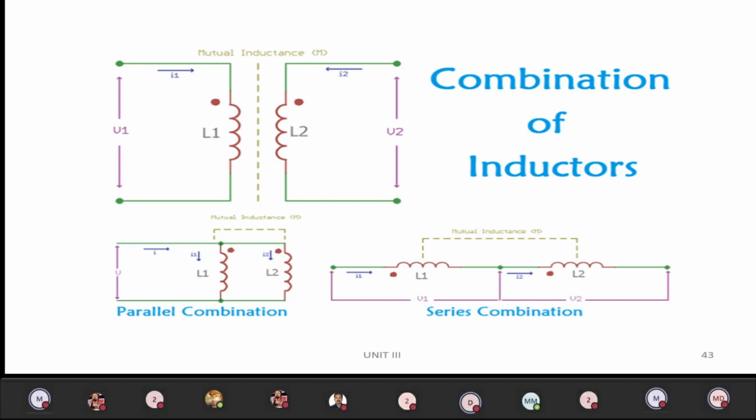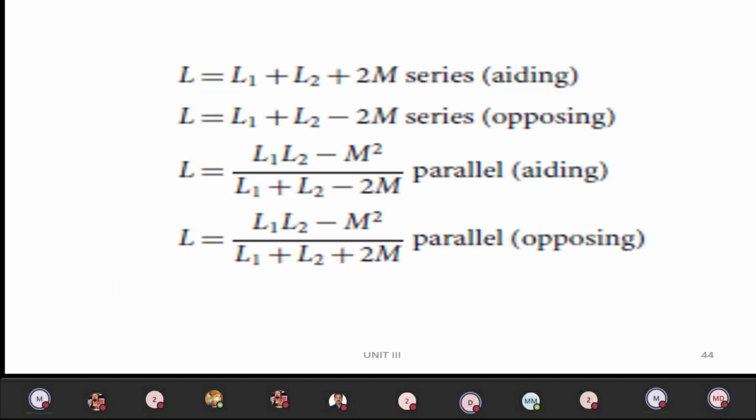When you connect two inductors in series, we have two formulas: series aiding and series opposing. Similarly, when you connect two inductors in parallel, we have two formulas: parallel aiding and parallel opposing. So that's what we are seeing here: parallel aiding, parallel opposing, series aiding, series opposing.